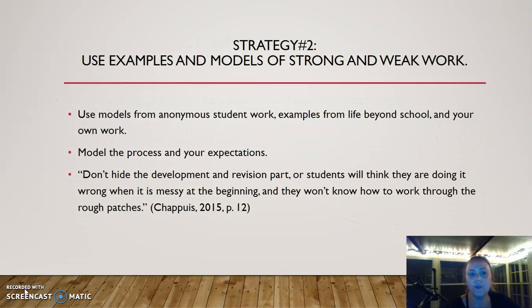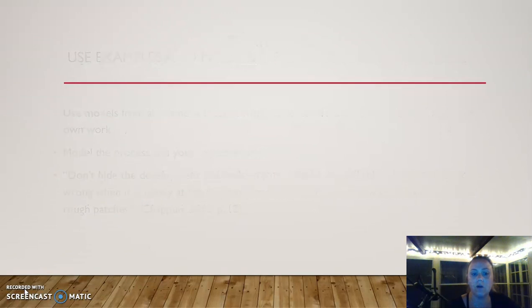Strategy number 2 is use examples and models of strong and weak work. You should use models from anonymous student work or examples from life beyond school or even your own work. You can model the process and your expectations. And don't hide the development and revision part, or students will think they are doing it wrong when it gets messy.